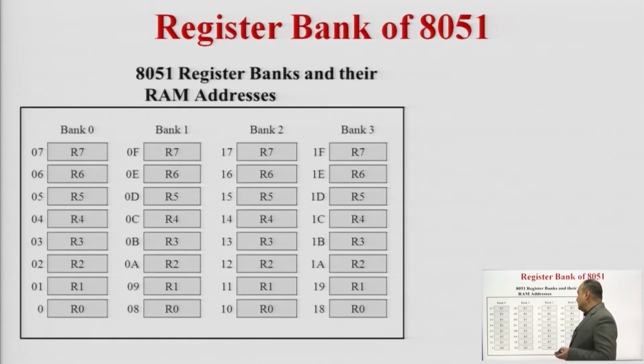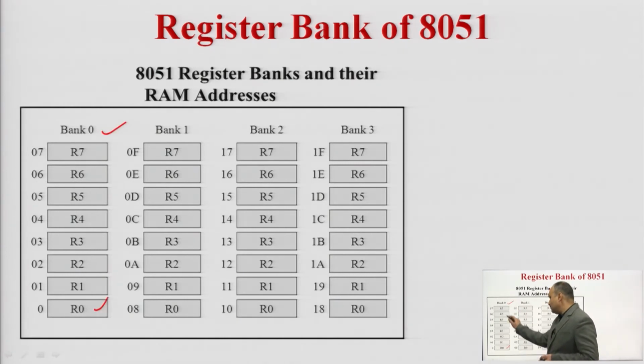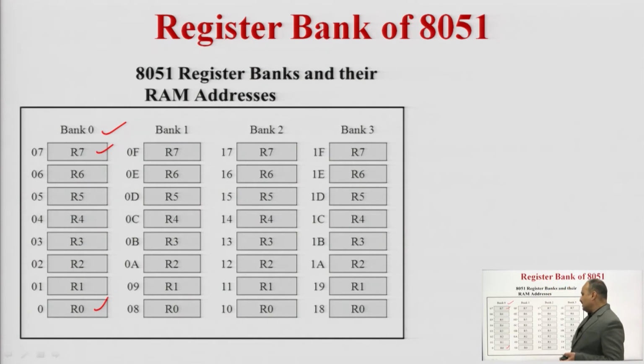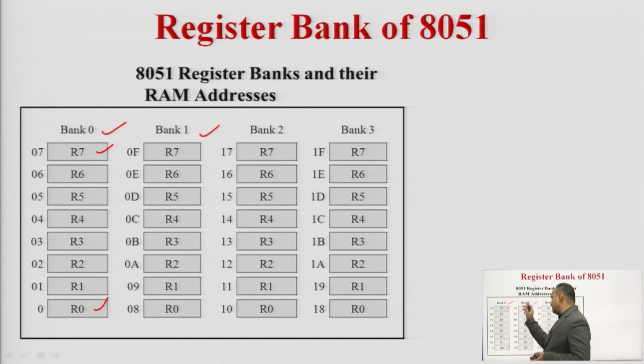So, this is the register bank of 8051 and the register banks' RAM addresses. Corresponding to the RAM address, we have bank 0, and in bank 0 we have 8 registers from R0, R1 to R7. These are the addresses: R0 has address 00 and R7 has address 07. Similarly, we have bank 1 and the registers are R0 to R7. Again, we have 8 registers of 8 bits. The address of register R0 in bank 1 is 08 and register R7 has address 0F in bank 1.